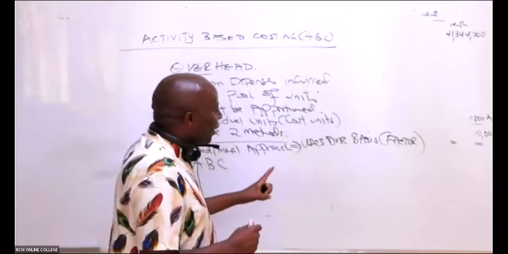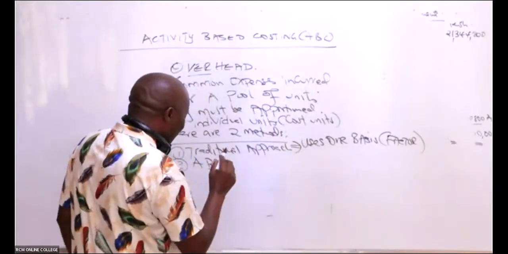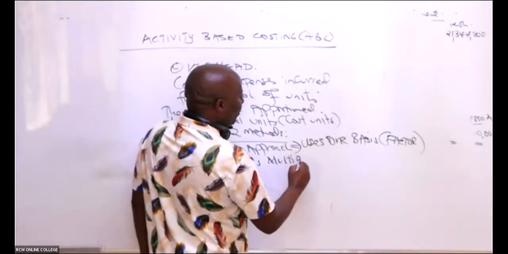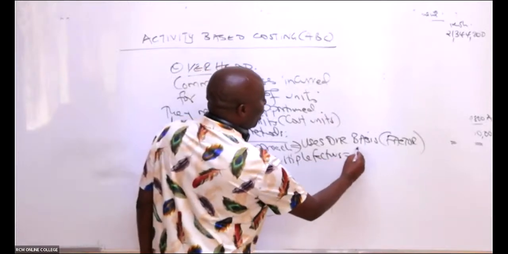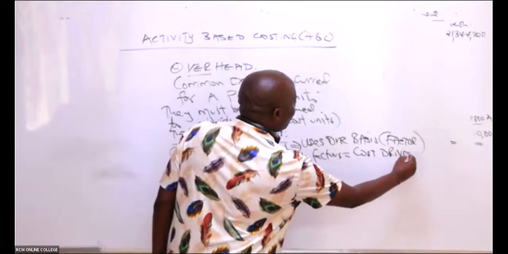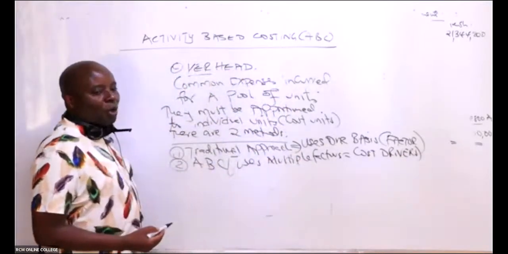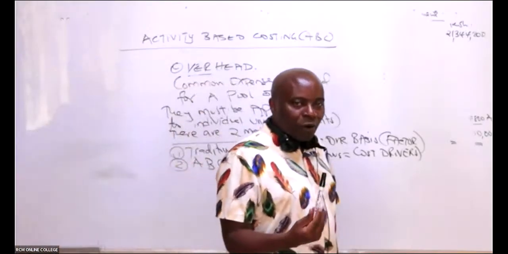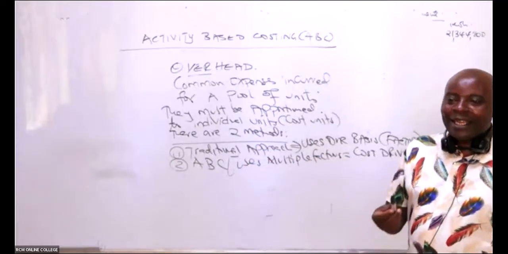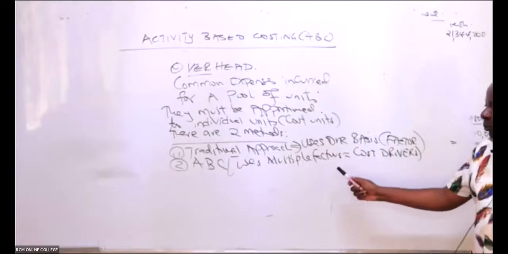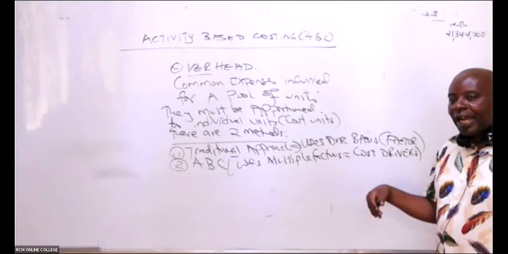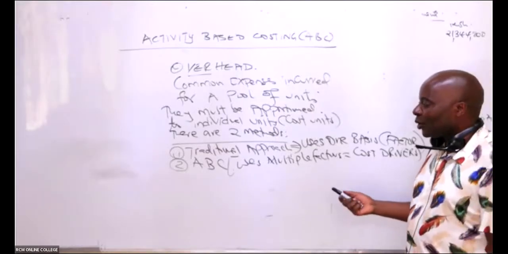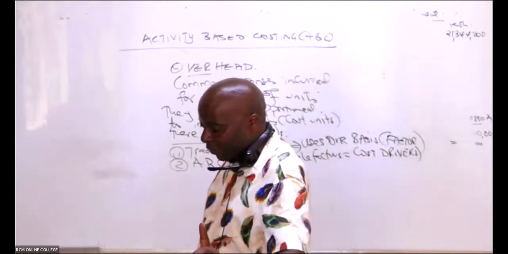So the traditional approach uses one factor, whereas ABC uses multiple factors, what we call cost drivers. So they will ask you the difference between the traditional absorption or apportionment approach vis-a-vis ABC. ABC makes use of what here? Multiple factors or multiple cost drivers, and that is why it is an accurate method of estimating costs. Whereas the traditional method basically uses only one cost driver.